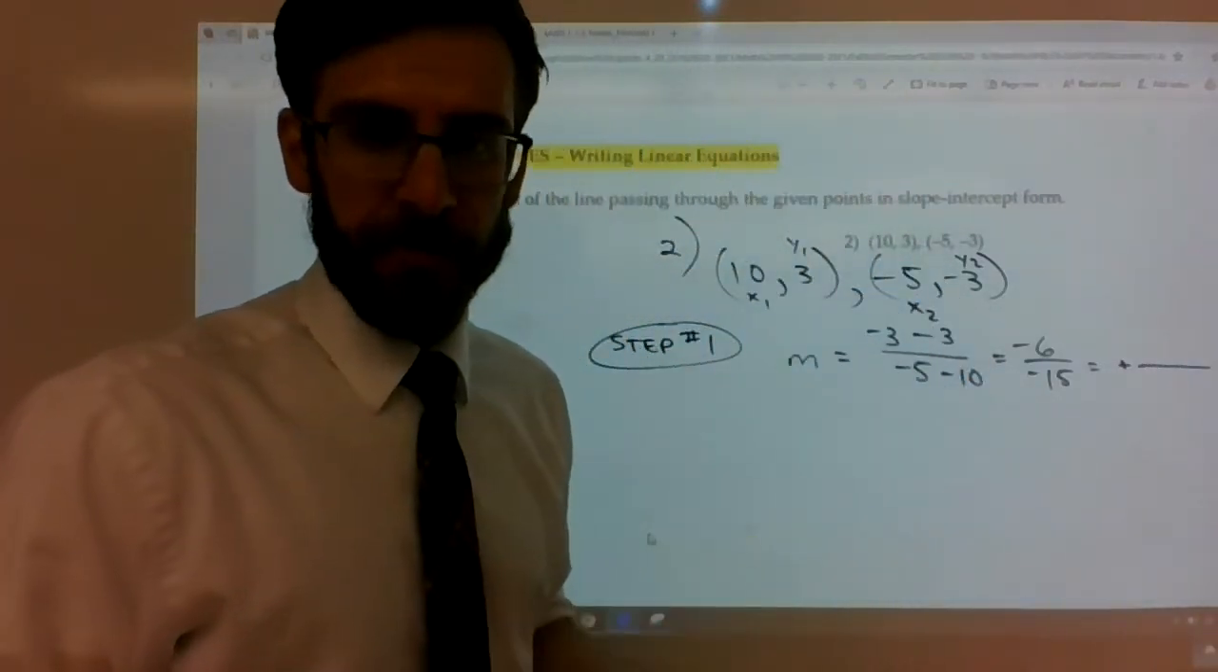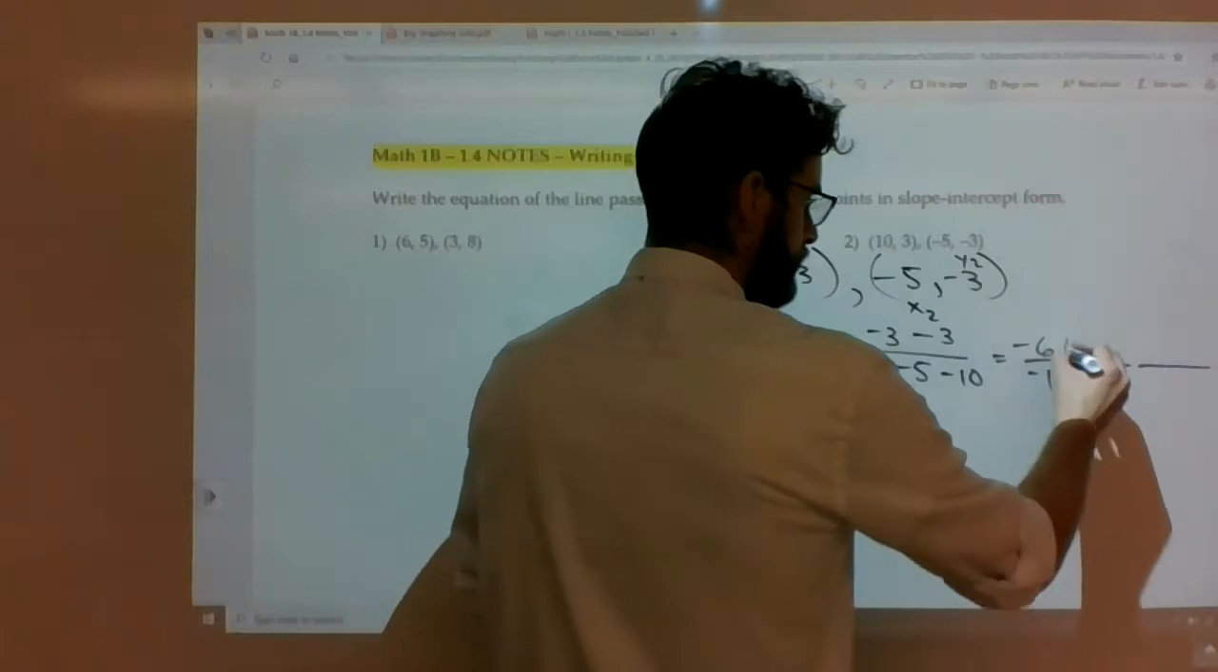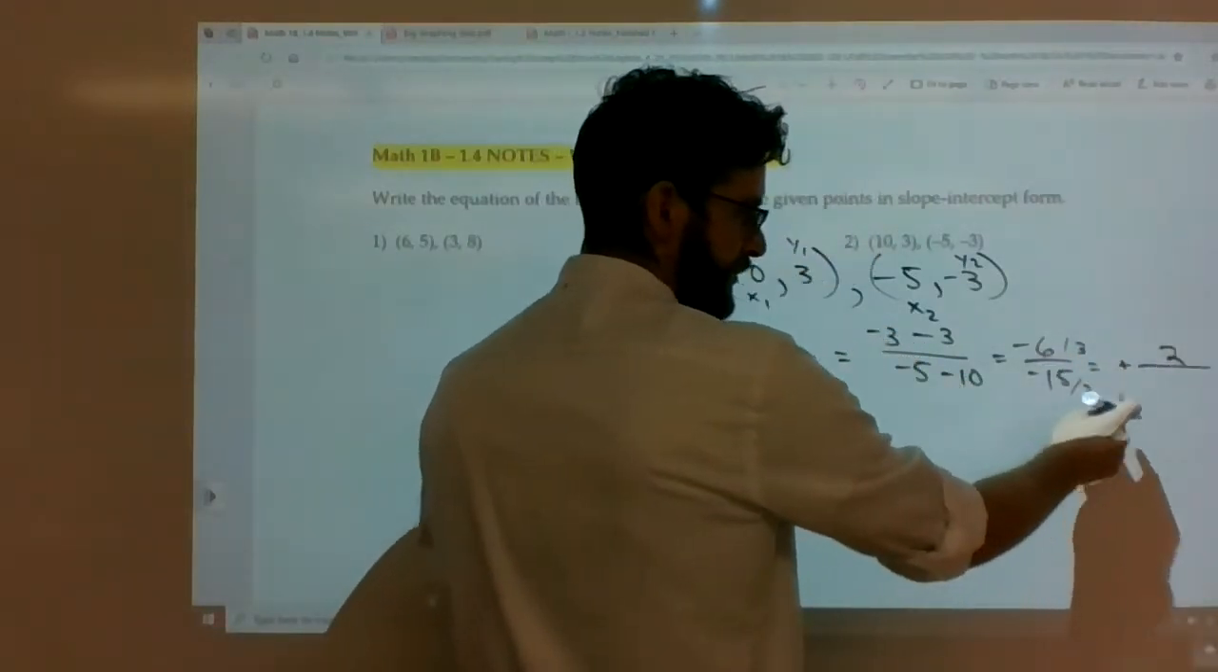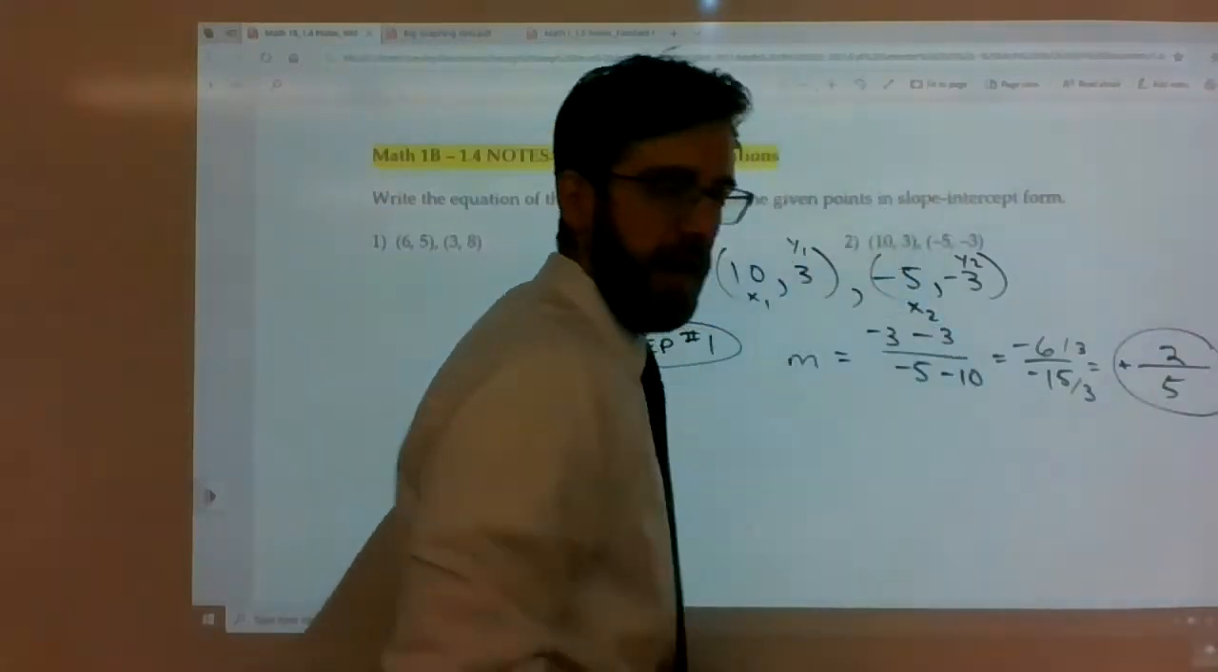And 6 and 15 both divide by 3. So 6 divided by 3 is 2, and 15 divided by 3 is 5. All right, so m is equal to 2/5.